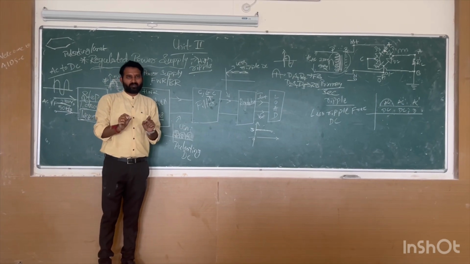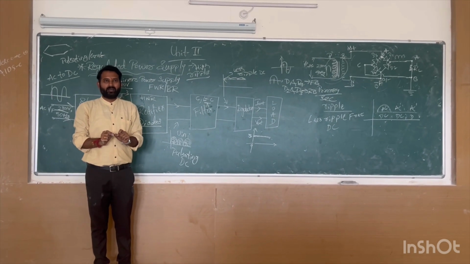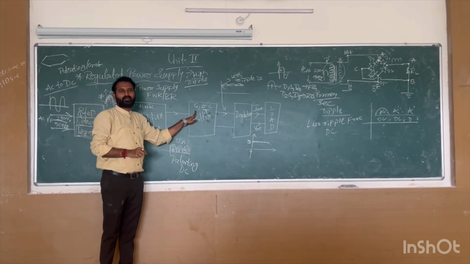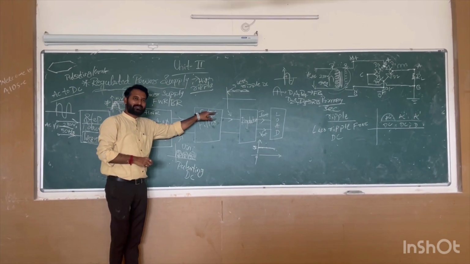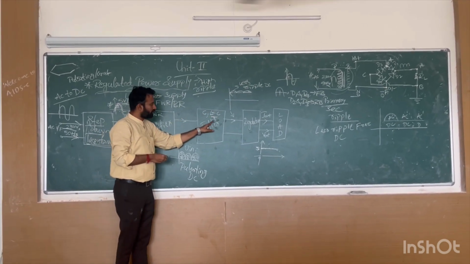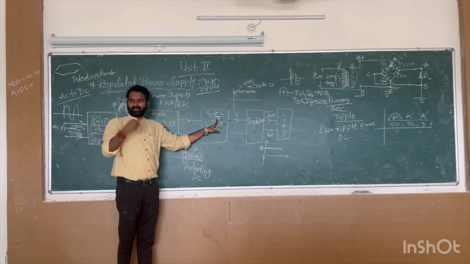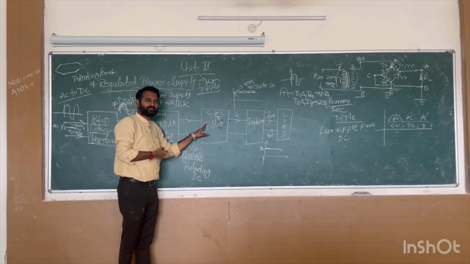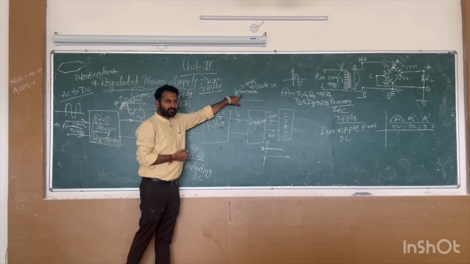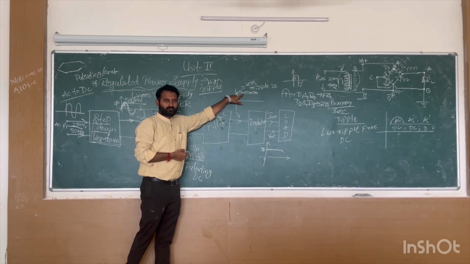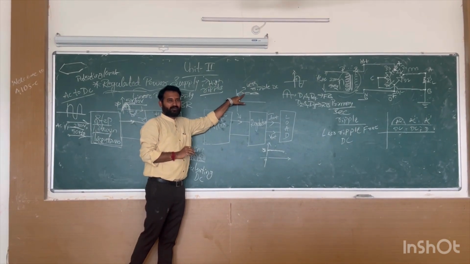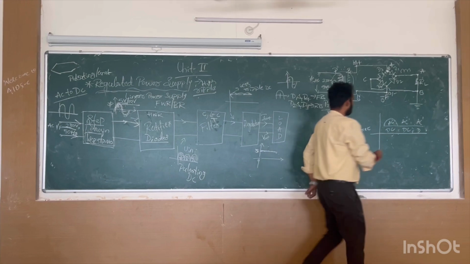You know what is meant by capacitor? You can connect a capacitor, or you can connect an inductor and capacitor, and one more, the pi filter, LCL, like that. You can connect that here to get a less ripple output. Understandable?